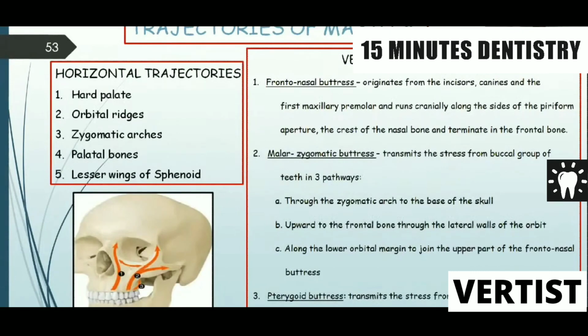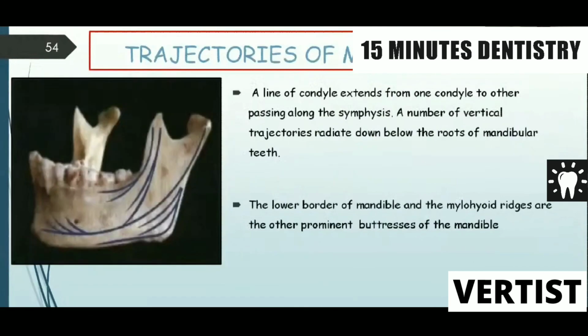These pictures show the trajectories of forces in case of the maxilla. You have the horizontal trajectories in the hard palate, orbital bridge, zygomatic arches, parietal bones, and lesser wings of sphenoid. In case of vertical trajectories, you have the frontal nasal buttress, the malar zygomatic buttress, and the pterygoid buttress. In case of the mandible, these are the trajectories: a line of condyle extends from one condyle to the other, passing through the symphysis. A number of vertical trajectories radiate down below the roots of the mandibular teeth, and the lower part of the mandible and the malar bridges are the other prominent buttresses of the mandible.